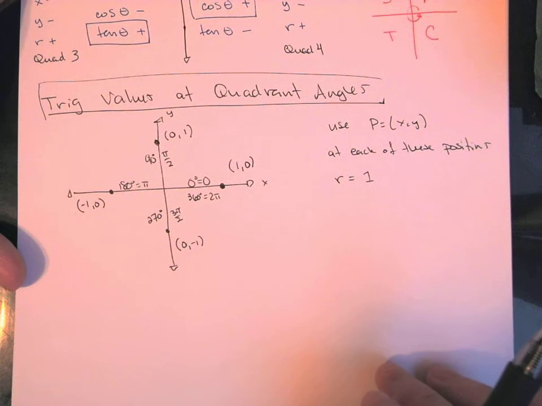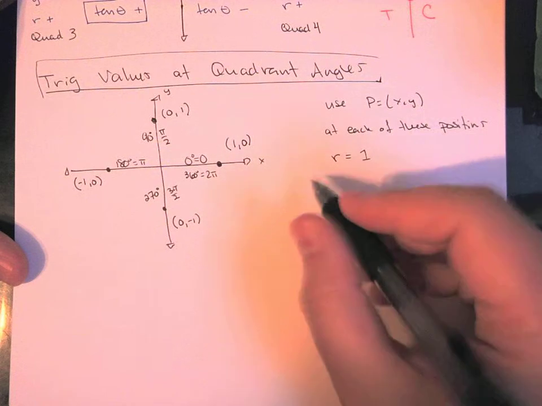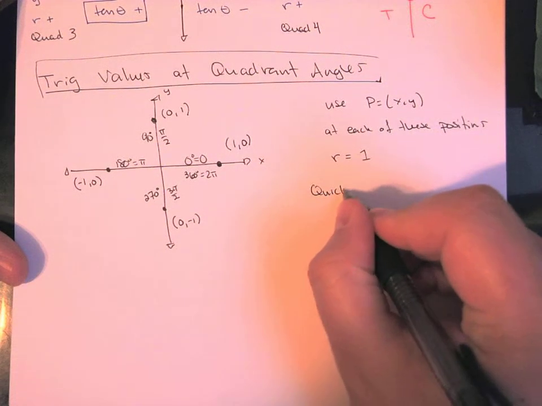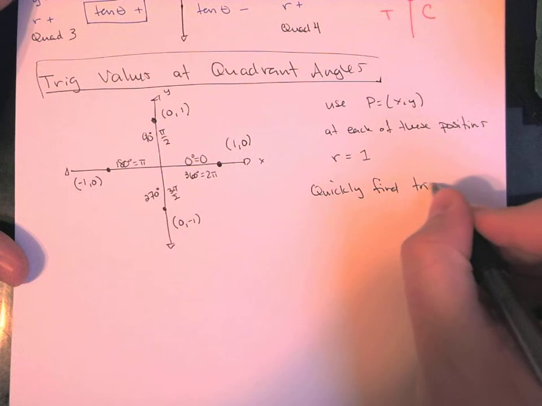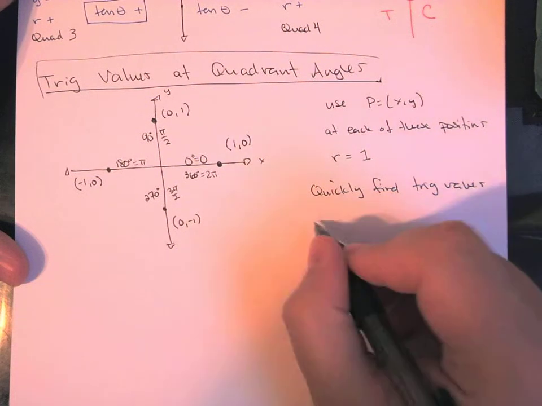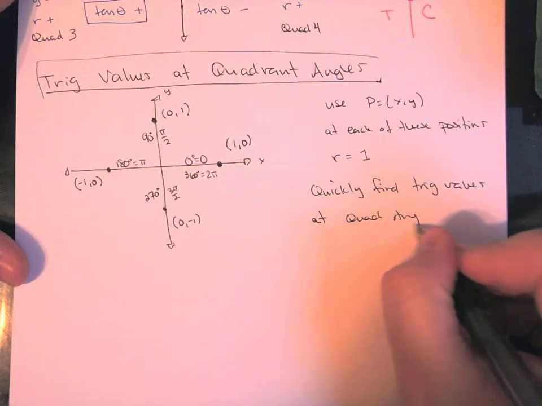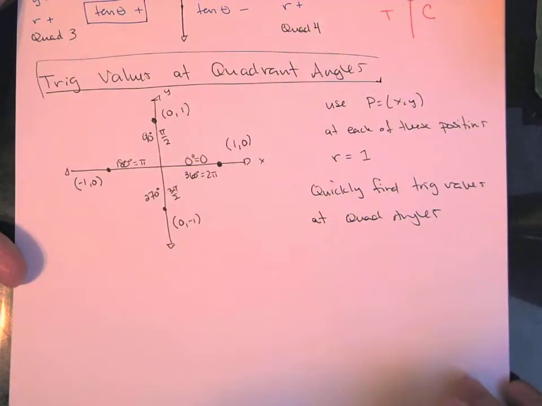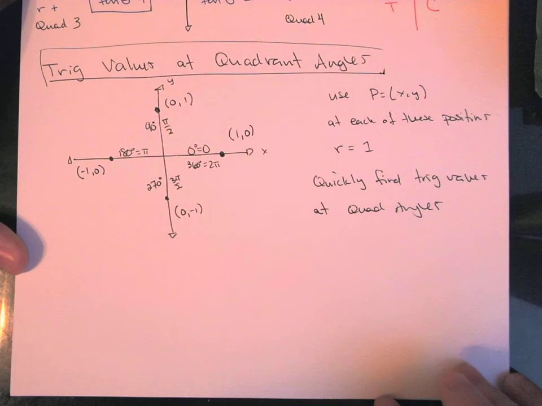So what this means is if I have these points as a reference and I know my radius is 1, I can pretty quickly find trig values at these quadrant angles, right? Just using the x and y values from the coordinates and then just using radius 1.